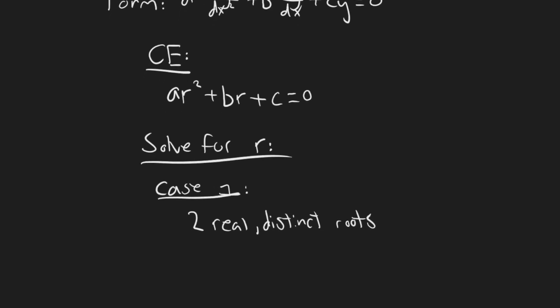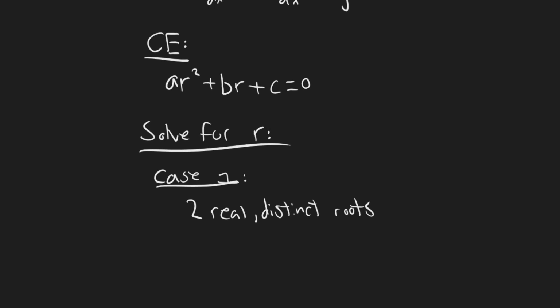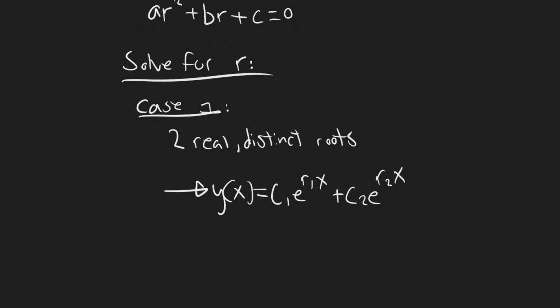Now remember, this is a quadratic equation, so very, very often it'll have two roots. And so it's a case 1 ODE if you solve the characteristic equation and you have two different and real roots. So that's to mean that they're not the same number and they're not complex numbers. And if you run into a case 1 ODE, then the general solution looks like this. Just like that. And so C1 and C2 are just arbitrary constants.